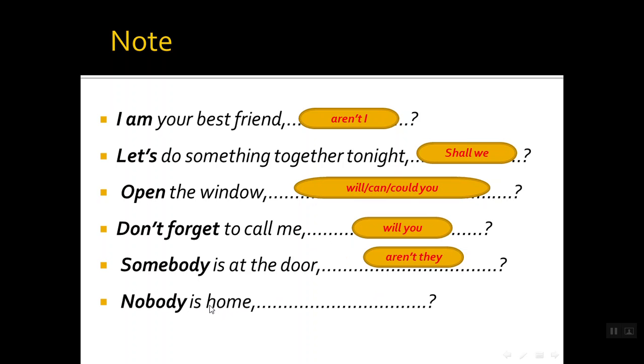Nobody is at home. Nobody is home. This is again a neutral subject. You cannot decide whether it's he or she. That's why you will say, are they? Are they, because it's already negative here. Nobody is negated and this is affirmative.